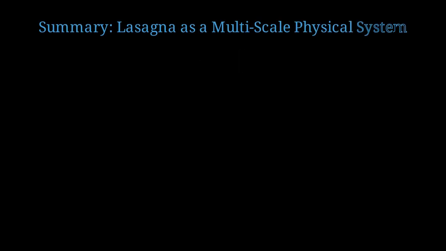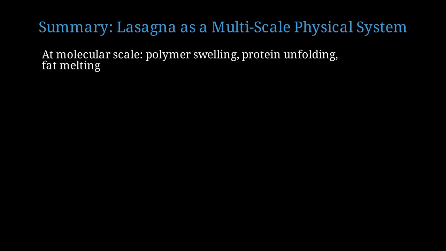In summary, lasagna represents a fascinating multi-scale physical and chemical system. At the macroscopic scale, we observe layered heat transfer with thermal resistances in series. At the molecular scale, we have starch polymer hydration and crystalline melting, protein tertiary structure disruption, lipid crystal to liquid transition, and amino acid sugar condensation reactions.